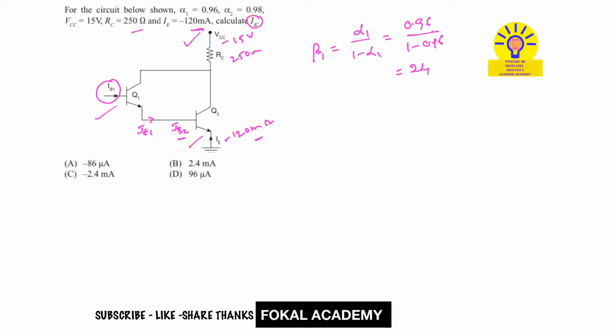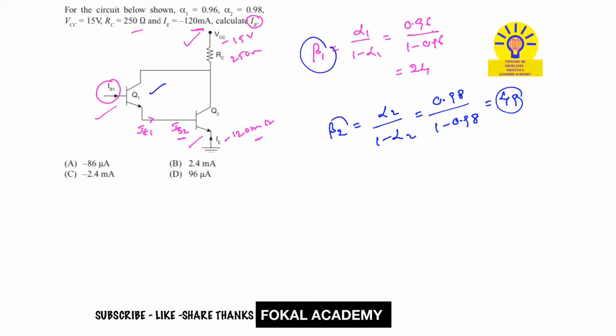Similarly, find the beta 2 for the second transistor. That is alpha 2 divided by 1 minus alpha 2, so that equals 0.98 divided by 1 minus 0.98, which is equal to 49. So this is the beta 1 for the first transistor and this is the beta 2 for the second transistor.